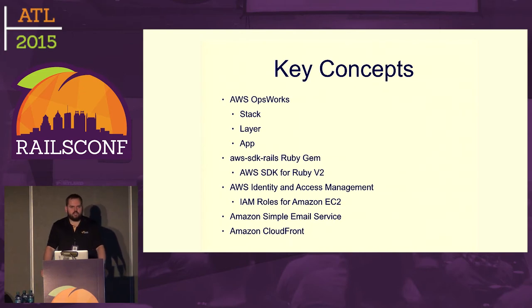We're also going to be covering a little bit about AWS Identity and Access Management, talking about how we can manage our credentials safely and best follow the principle of least privilege, including IAM roles for Amazon EC2, which the AWS SDK Rails gem can use. And we're also going to review Amazon SQS and CloudFront.